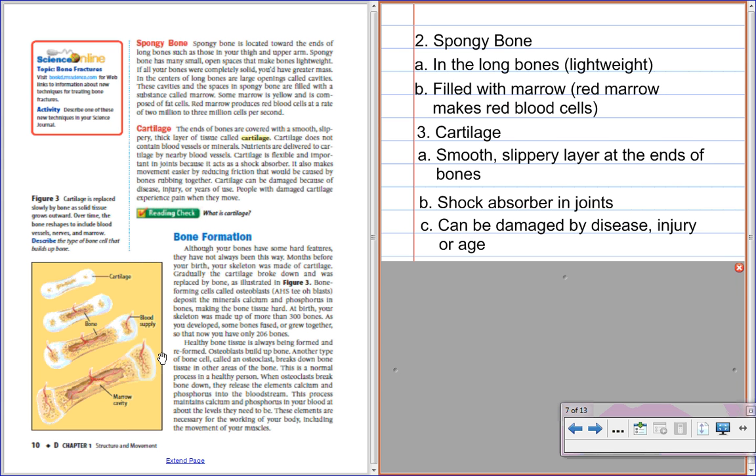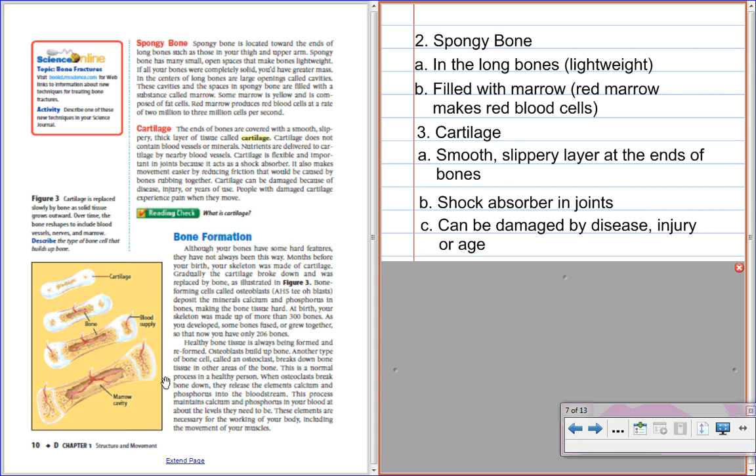Healthy bone tissue is always being formed and reformed. Osteoblasts build up bone. Another type of bone cell called an osteoclast breaks down bone tissue in other areas of the bone. This is a normal process in a healthy person.